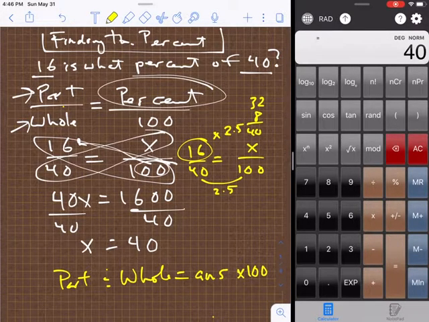All right. Some of you might even be able to just go 16 divided by 40 and say 0.4. Well, I know 0.4 is 40% because you moved the decimal place over 2 spaces. The reason you moved the decimal point over 2 spaces is because you are in fact multiplying it by 100.